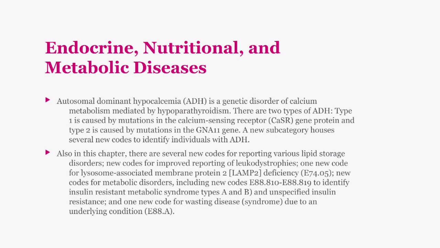Also in this chapter, there are several new codes for reporting various lipid storage disorders, new codes for improved reporting of leukodystrophies, one new code for lysosome-associated membrane protein 2 LAMP2 deficiency, E74.05, new codes for metabolic disorders, including new codes E88.810 through E88.819 to identify insulin-resistant metabolic syndrome types A and B, and unspecified insulin resistance, and one new code for wasting disease syndrome due to an underlying condition, E88A.